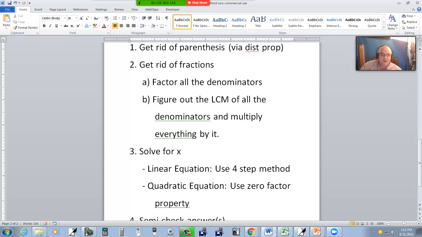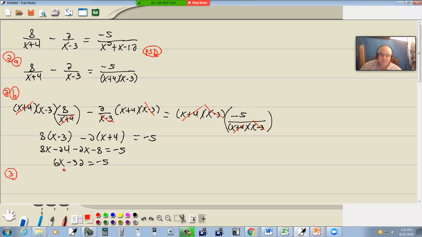Step 3, solve for x. This is a linear equation. The reason why it's a linear equation is because we've got x to the first power. So we'll go through our steps for solving a linear equation. Get rid of parentheses, don't have any. Get rid of fractions, don't have any. Get everything with x on one side, numbers on the other.